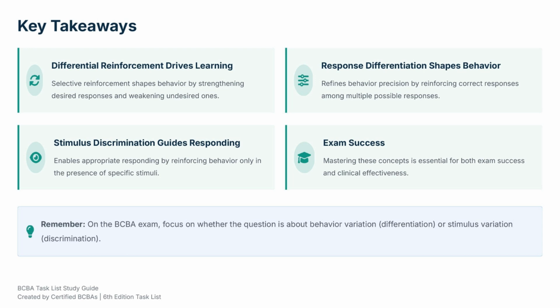Let's review the key ideas from today's lesson. Differential reinforcement is the mechanism that drives learning by strengthening desired responses. Response differentiation shapes the precision of behavior by selecting the correct response among alternatives. Stimulus discrimination guides when behavior should occur by linking responses to specific stimuli. On the BCBA exam, always determine whether the scenario focuses on behavior variation or stimulus variation. That distinction will usually lead you to the correct concept.